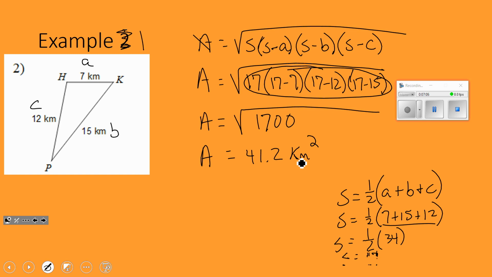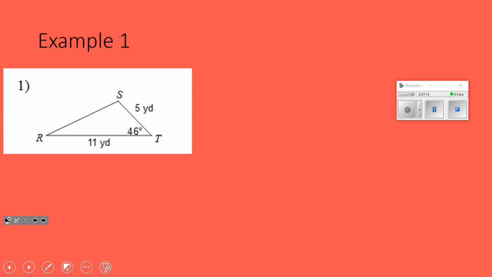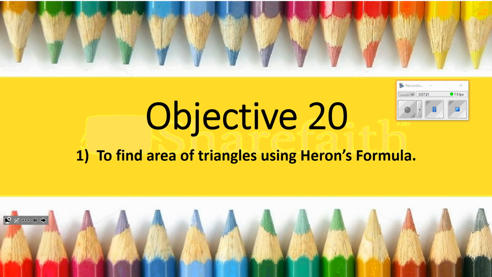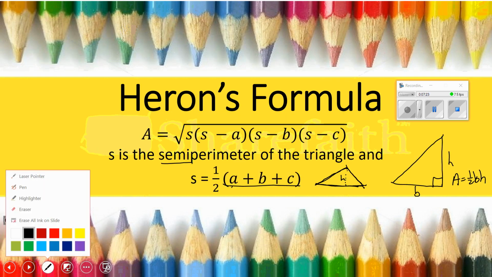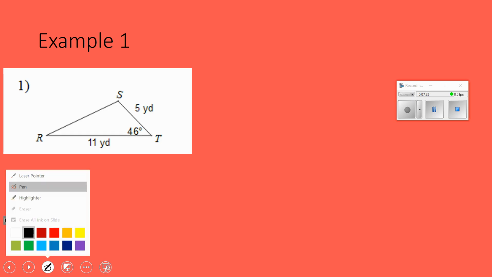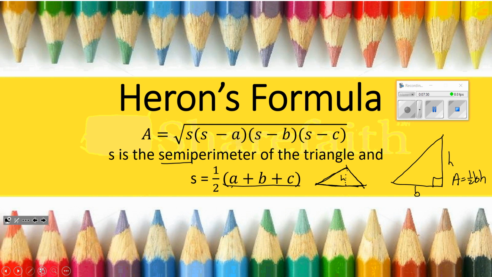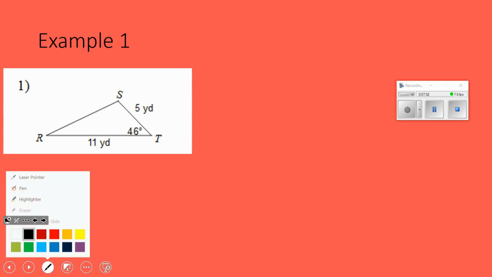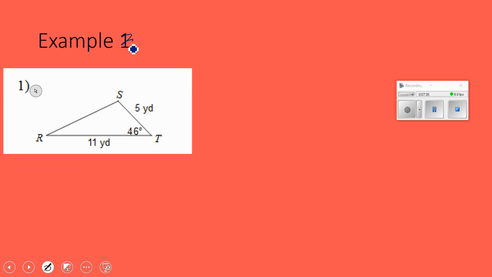Yeah? Okay. All right. So I want to show you, that's if you have side, side, side. So I want to go back to example 1, and I want to show you a second formula. An easier one. So we'll make this example 2.